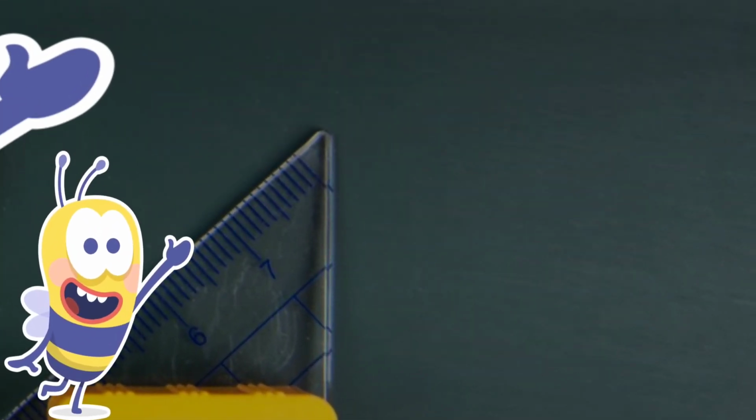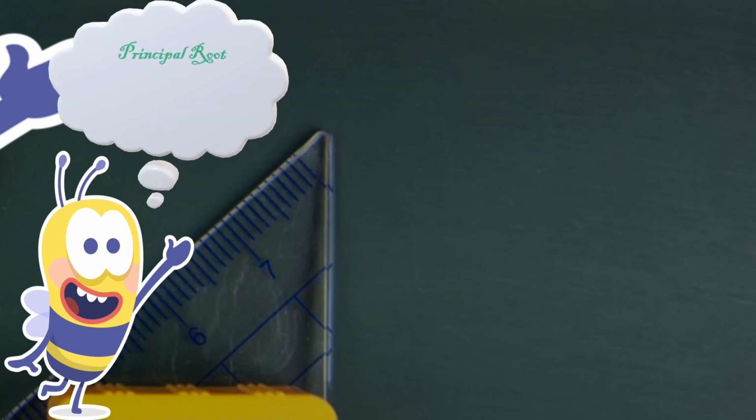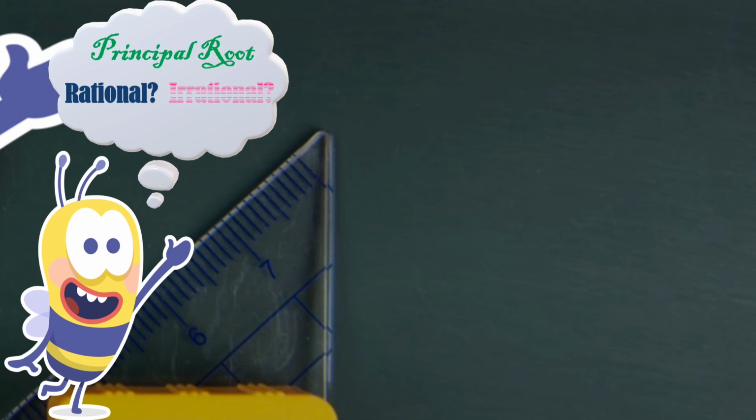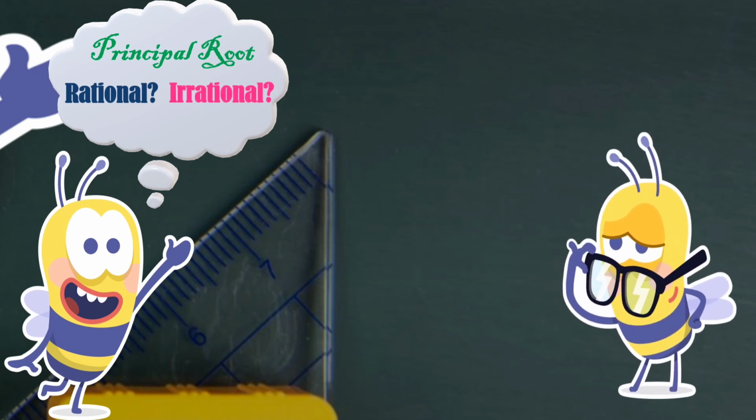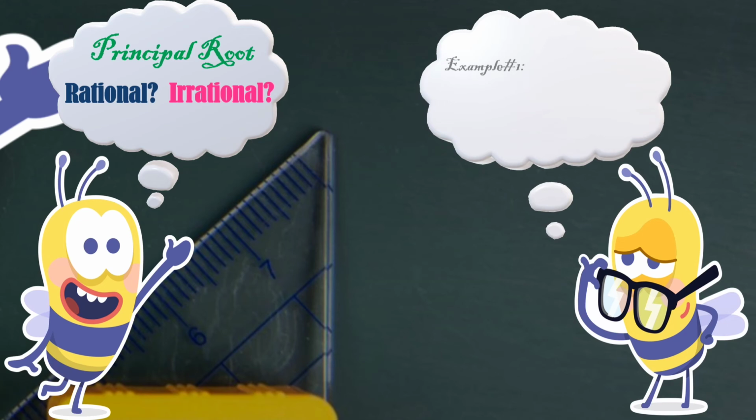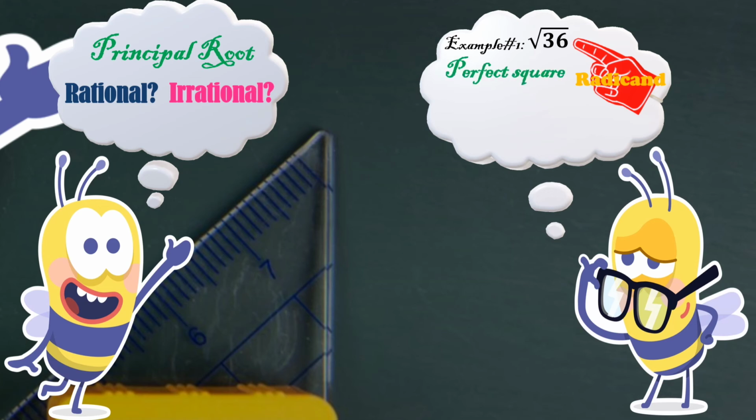Let us try to tell whether the principal root of a number is rational or irrational. For example, the square root of 36. The radicand here is 36. And 36 is a perfect square because that is the result of 6 times 6 or 6 squared. Therefore, the square root of 36 is a rational number.